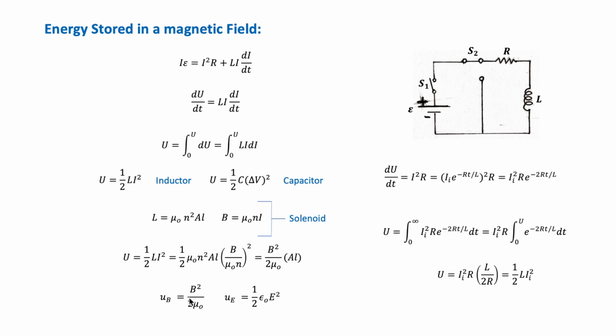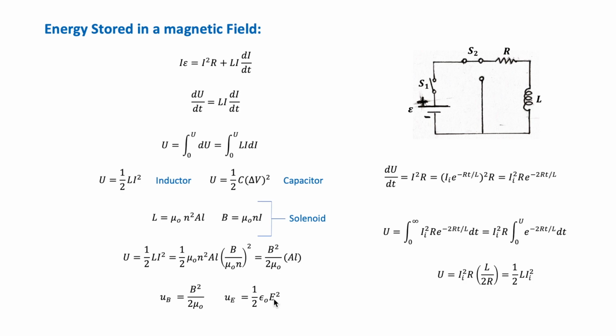Although this expression was derived for a solenoid, it is valid for any region of space containing a magnetic field, okay? And note how this form is similar to the energy density stored in an electric field, which is half epsilon naught E squared, where in both cases the energy density is proportional to the square of the field, okay?